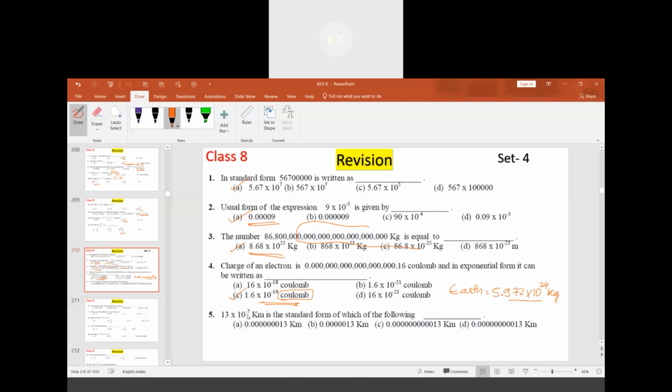13 into 10 to the power of minus 7 kilometer in standard form is option B, sir. Why 13 kilometers, not 6 zeros? Because here they have not given 1.3. If they gave 1.3, 6 zeros would be there. Since 13 is given, there will be 5 zeros only. So option B is the correct answer.